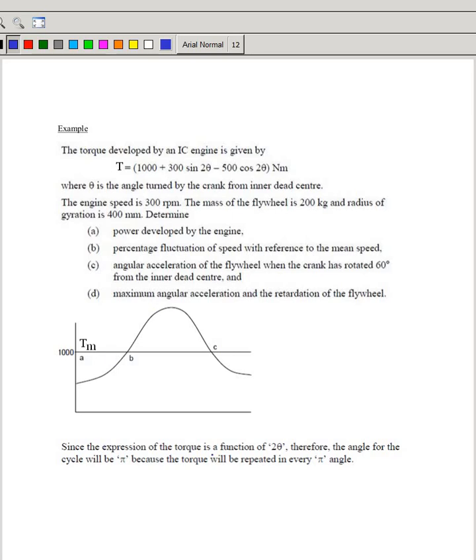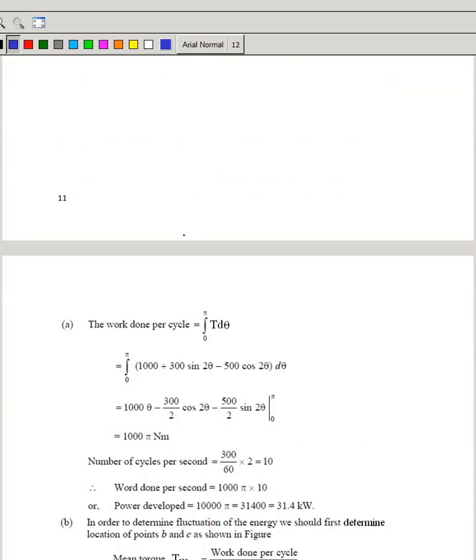Since the expression of the torque is a function of 2 theta, the angle for the cycle will be pi, because the torque will be repeated in every pi cycle. Here you are getting 2 theta, and 2 theta has a period of pi, so this T repeats after pi. So you can take pi as 1 cycle, and the work done per cycle is T d theta, which is this, which you get as 1000 Newton meter.